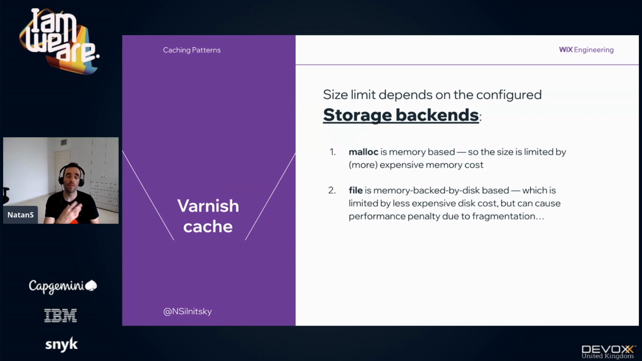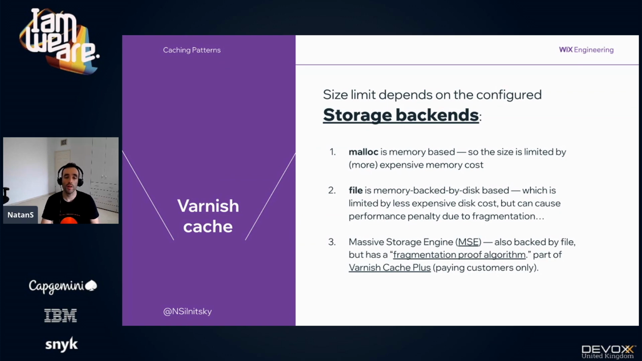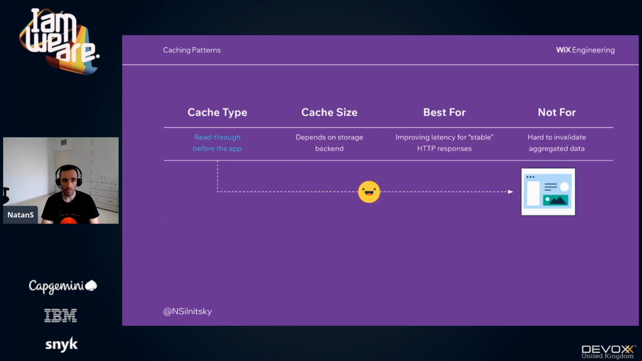which means it's less expensive because it's stored on disk. But you can have a performance penalty because of disk space fragmentation. Now, Varnish does offer a third option here, which is also backed by files, but it has a fragmentation-proof algorithm. This is only for paying customers, not the regular open source version, so it's in Varnish Cache Plus.